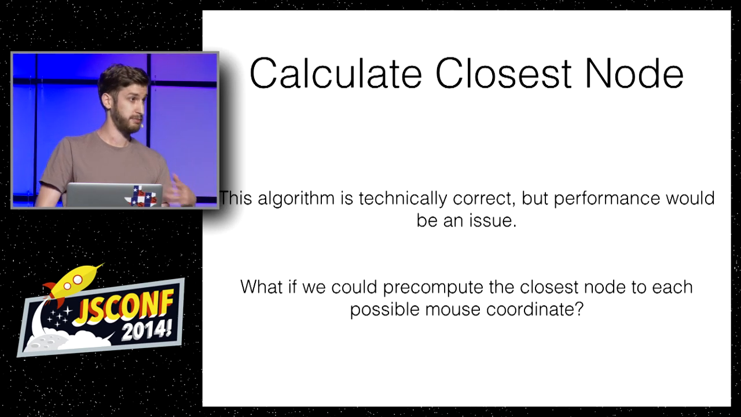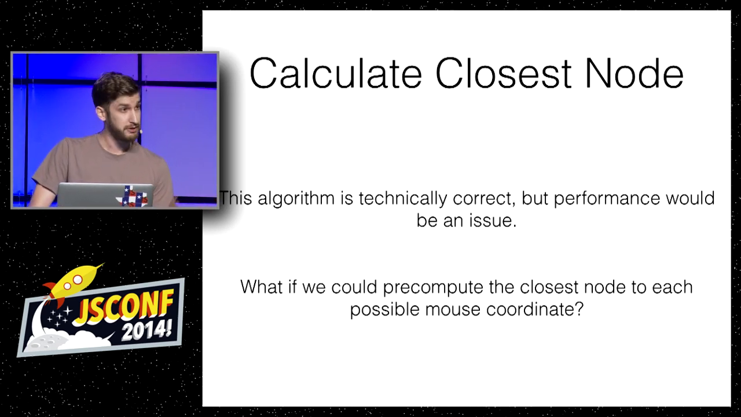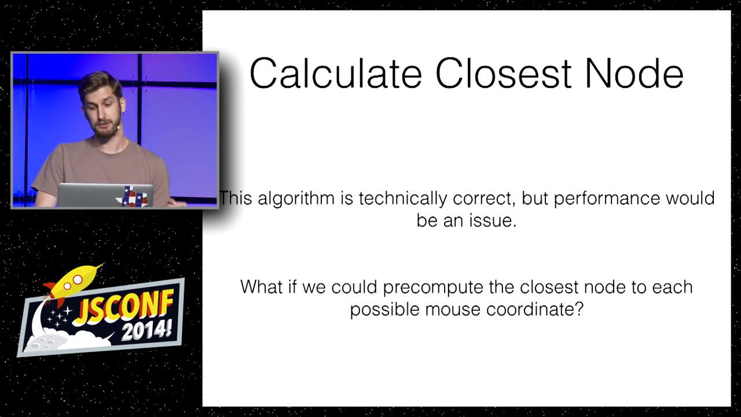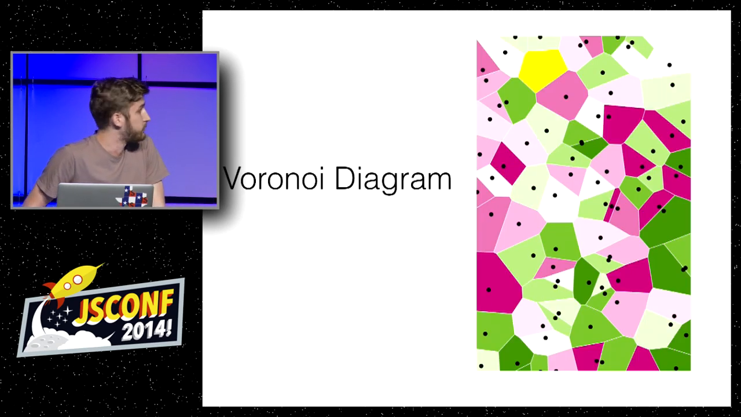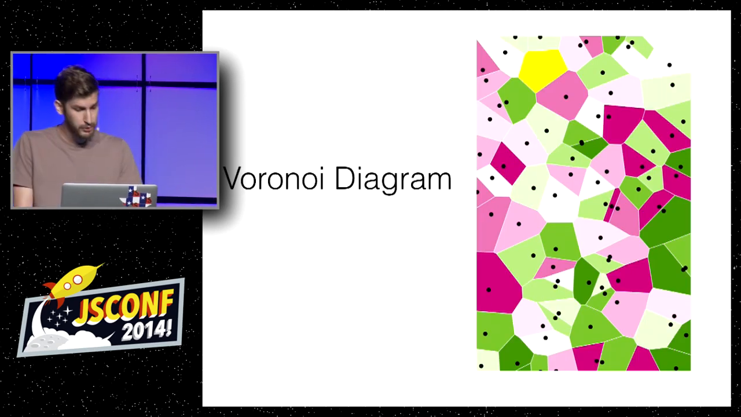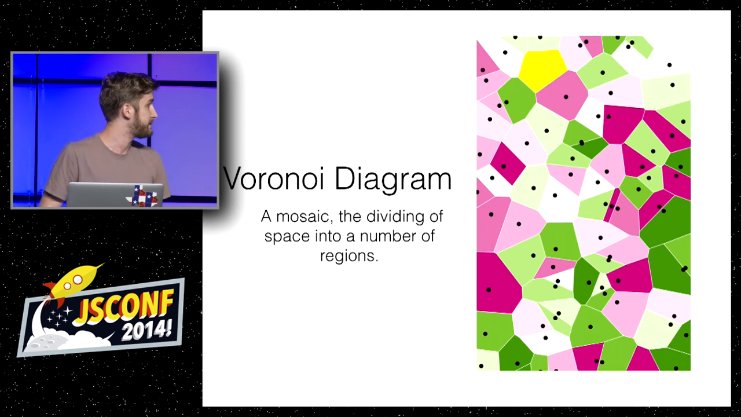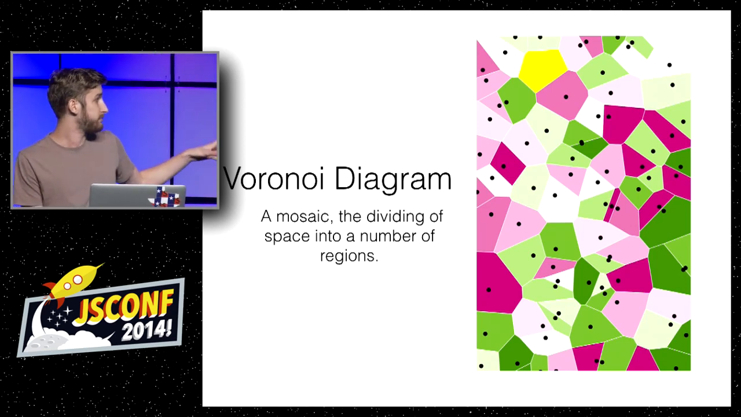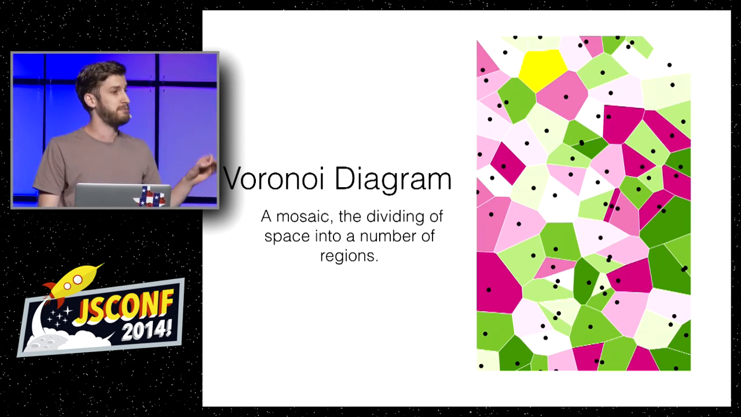Luckily, such an algorithm exists for us. To show you that, first I need to introduce you all to a mathematical concept. This is called a Voronoi diagram. A Voronoi diagram is a mosaic. It's the dividing of this space into these regions, and it divides it in a very particular manner.